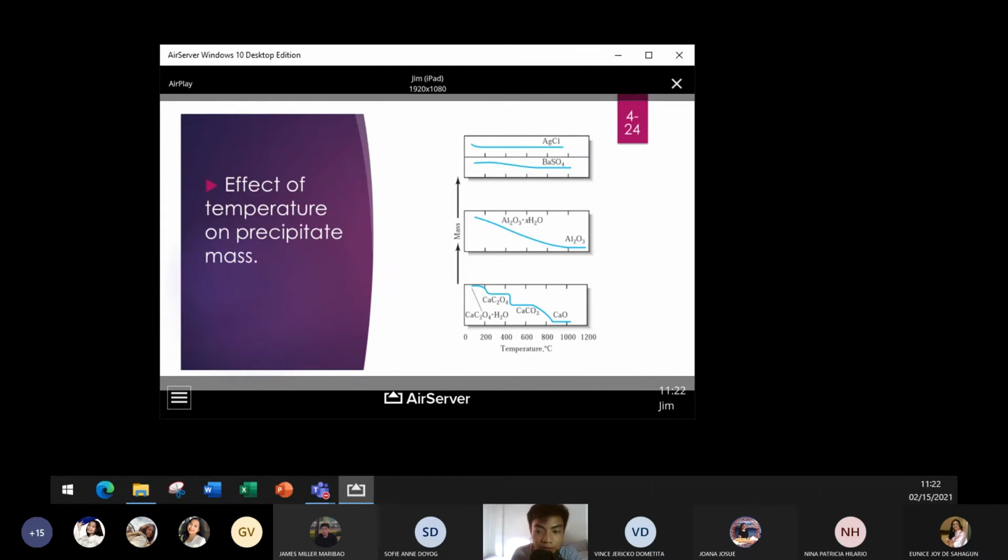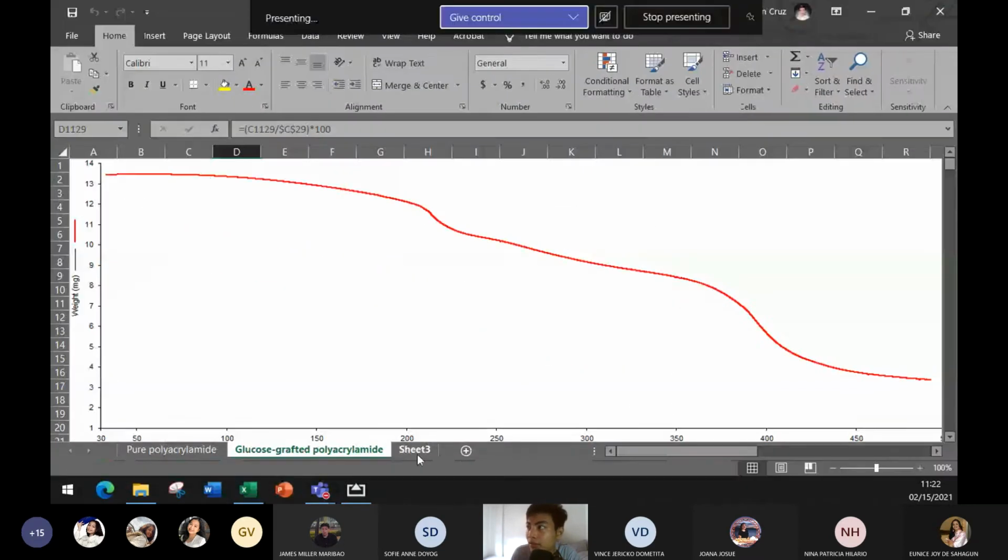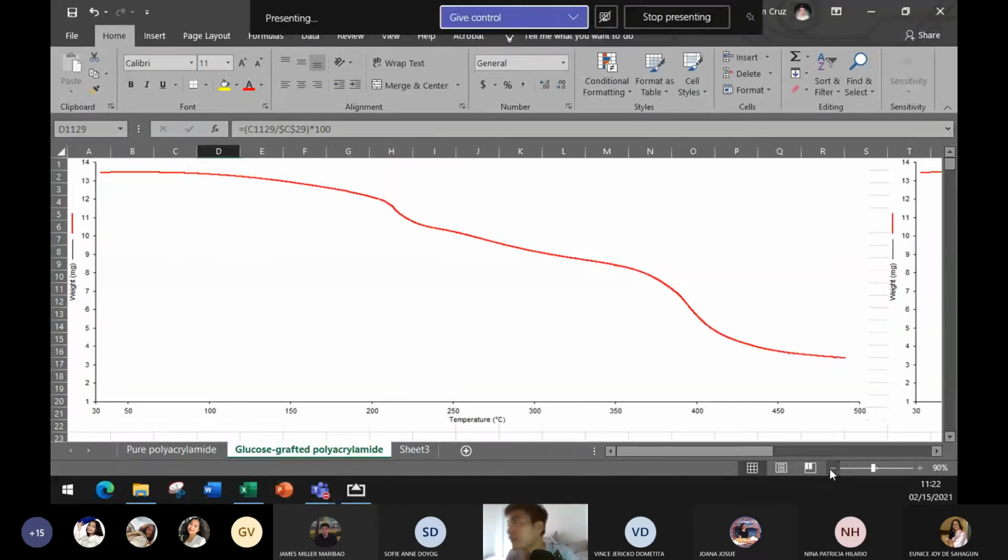Iba yung application ko ng TGA dito, pero kunwari precipitation 'to. Kunwari lang ha. Scroll ko lang, daming pages eh. Okay, so kunwari ito. So this is a curve, no, in which makikita mo yung changes ng mass mo over temperature scale.